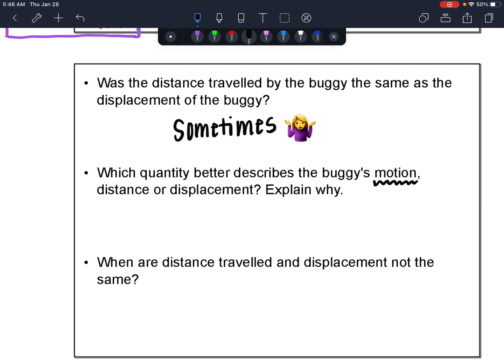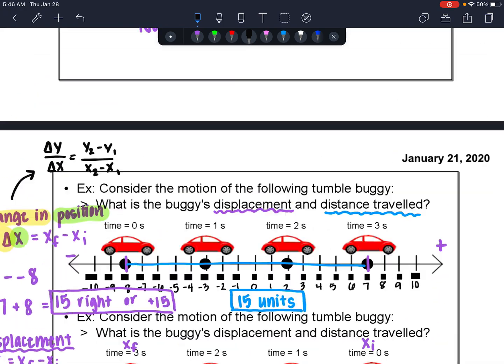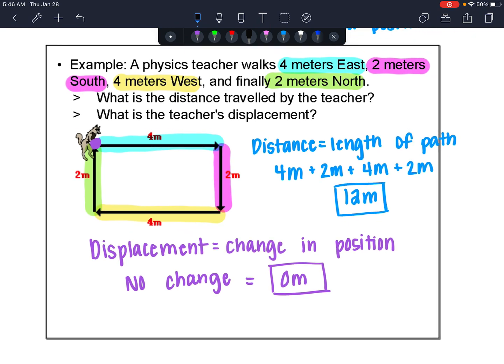So displacement would be better in my opinion. But if this was referring to the buggy's travel, I could see how maybe distance might be better. For example, with the wolf. According to displacement, the wolf didn't travel anything. They went 0 meters. But in actuality, they did travel a distance of 12 meters. So shouldn't we take that into consideration?